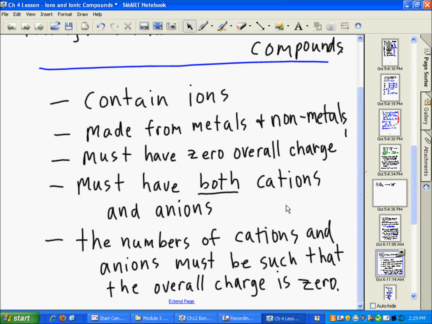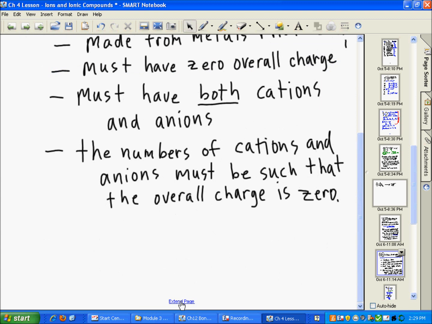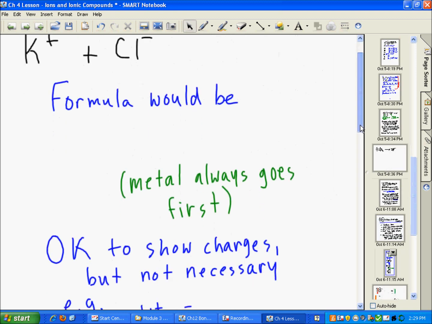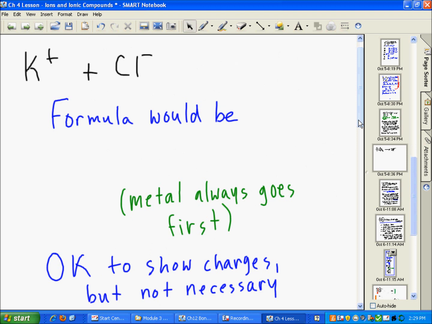In order for that to happen, you have to have both cations and anions. You can't have 0 charge if you only have cations or if you only have anions. So you have to have both. And the number of cations and anions have to be such that when you add up all your charges, the overall charge is 0. So for potassium ion and chloride ion, the formula would be K+ and Cl-. You need 1 positive potassium ion and 1 negative chloride ion, and that gives you the formula.